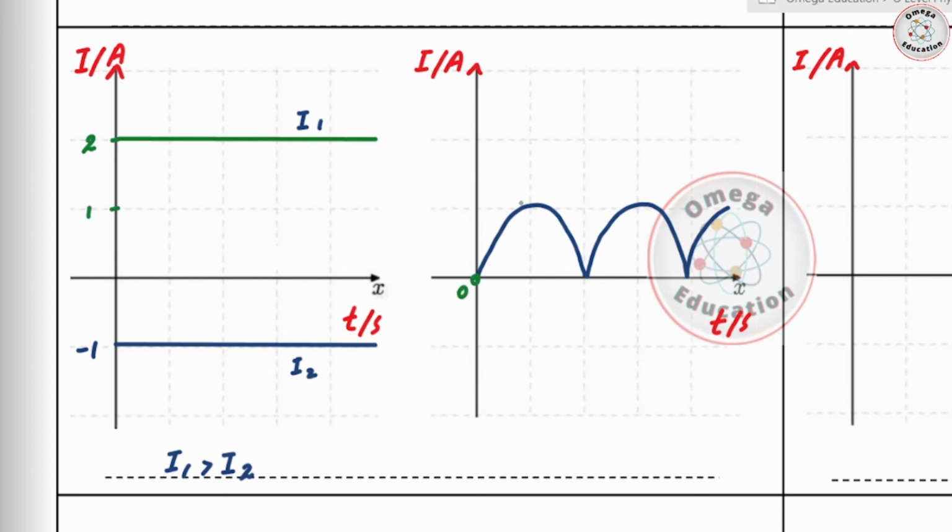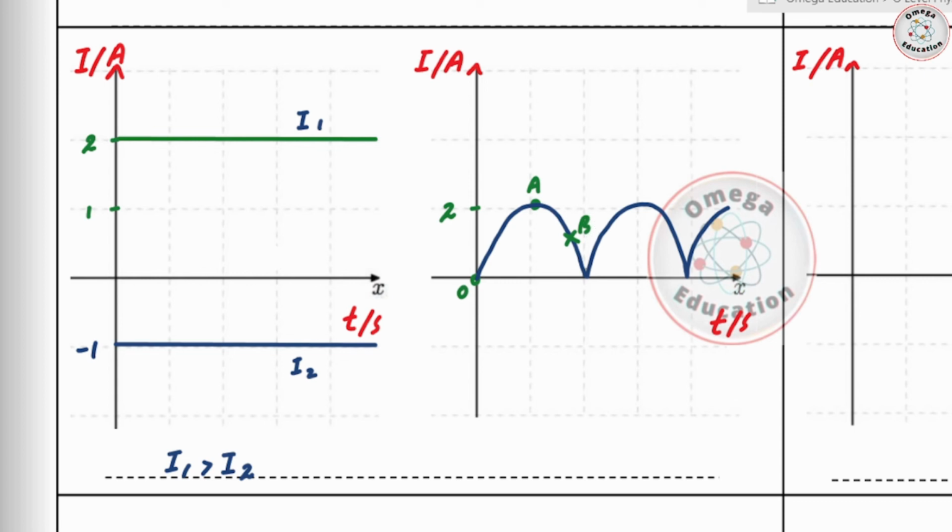At this point the current was maximum. Maximum means it would be a positive value. At this point over here, if it is 2 amperes at the point A, then at the point B it might be 1 ampere, but the thing is it would always be positive.